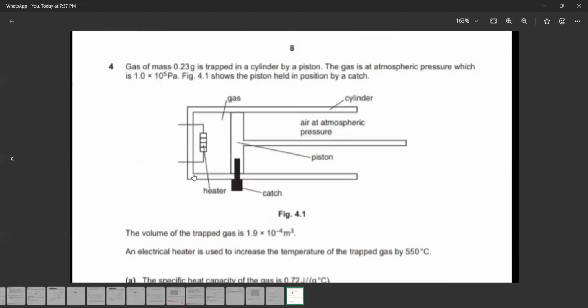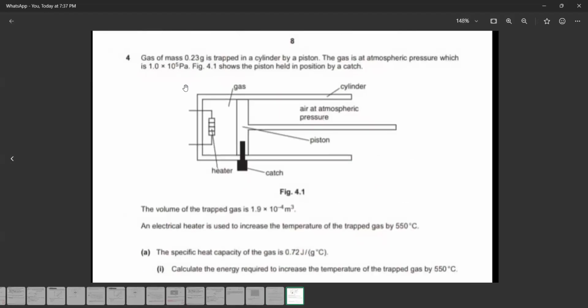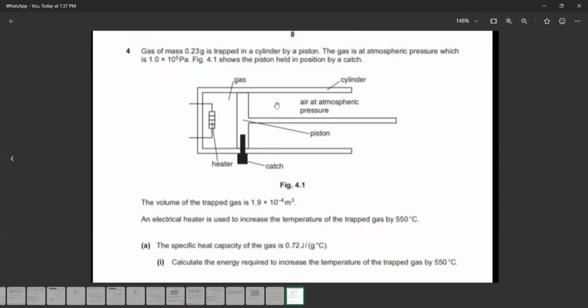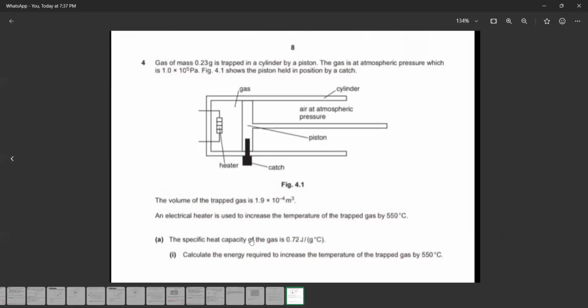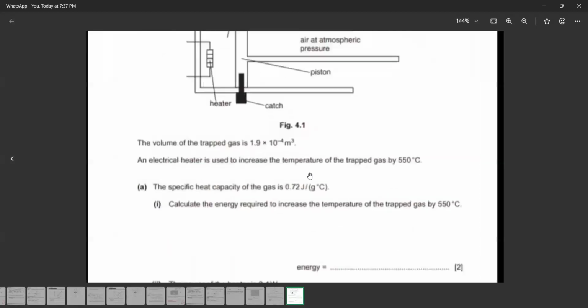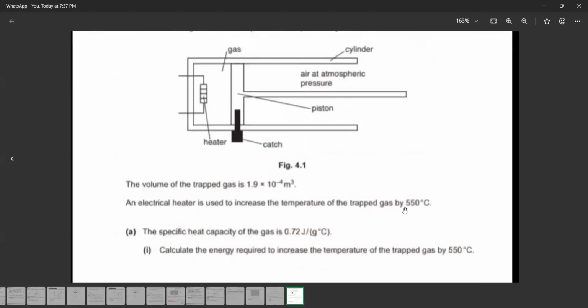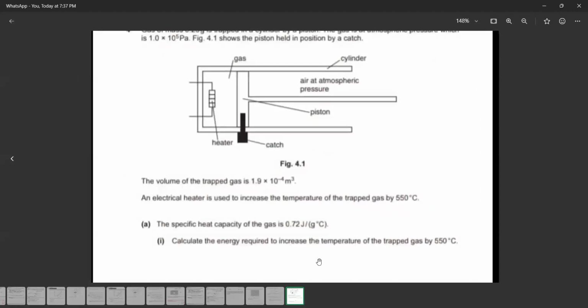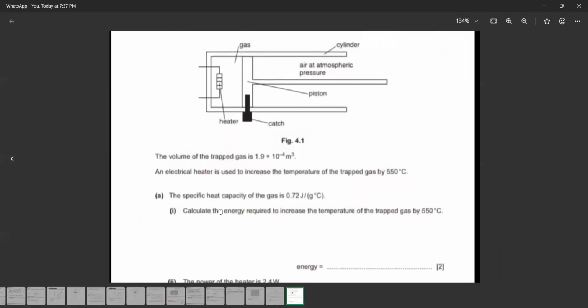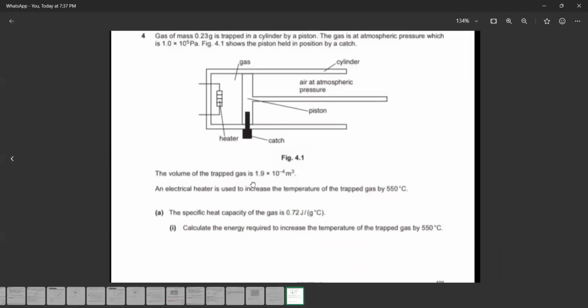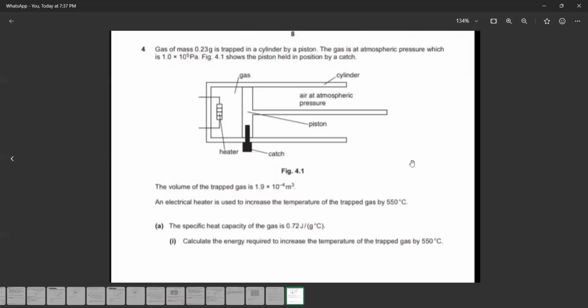Okay, next. A gas of mass 0.23 grams is trapped in a cylinder. The gas is at atmospheric pressure, 1 exponent 5. The volume of the gas trapped is 1.9 exponent 4. An electrical heater is used to increase the temperature of the trapped gas by 550 degrees centigrade. The specific heat capacity of the gas is 0.72. Calculate the energy required to increase the temperature.